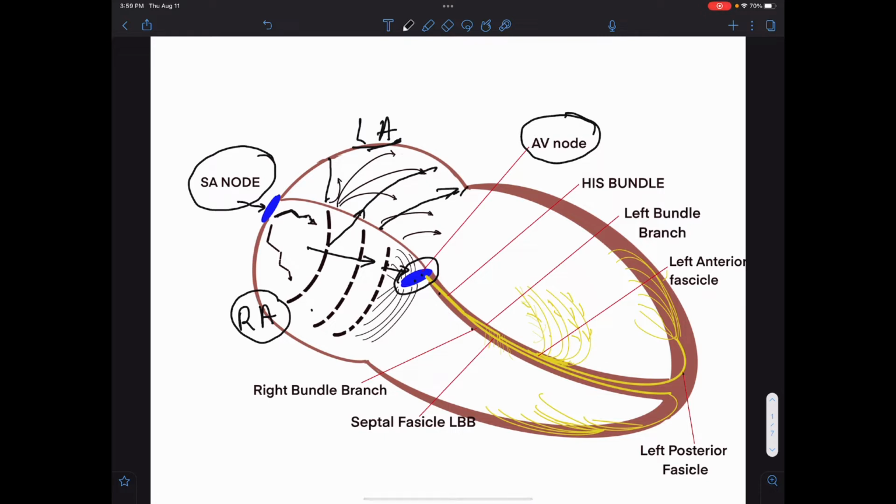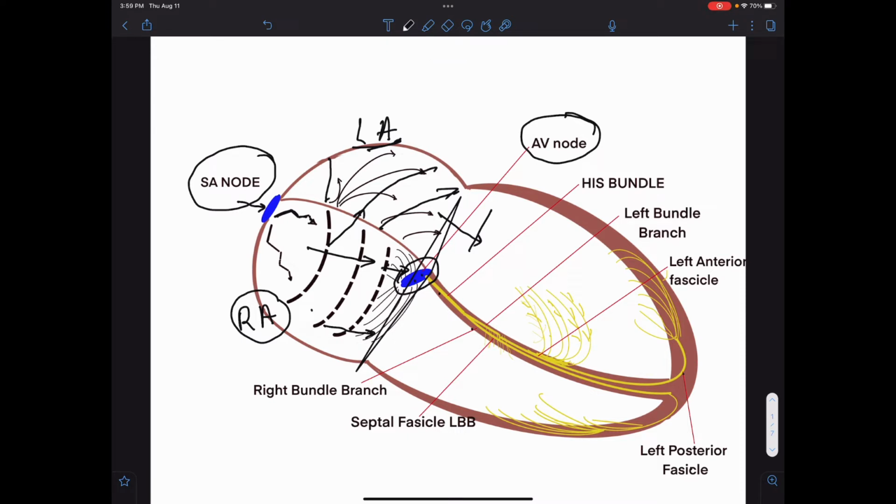Otherwise, the entire annulus between the atria and the ventricle is impervious to electrical impulse. So, no impulse can transmit from the atrium to the ventricle. It doesn't occur. Its only place is through the AV node.